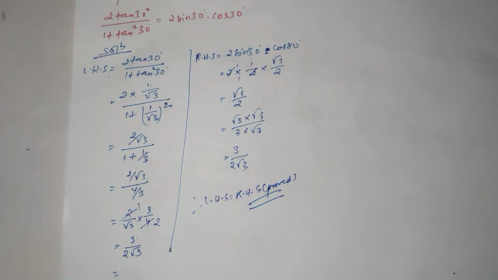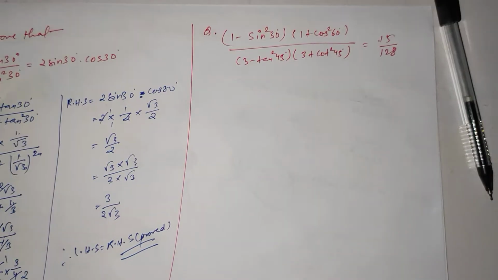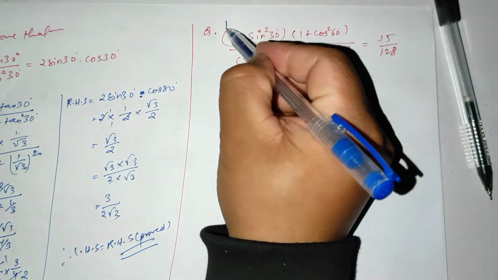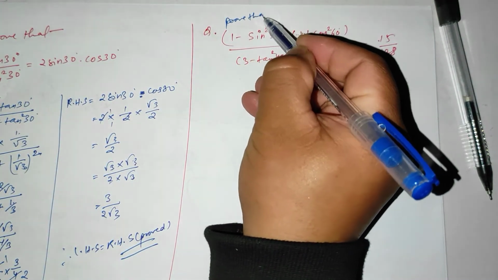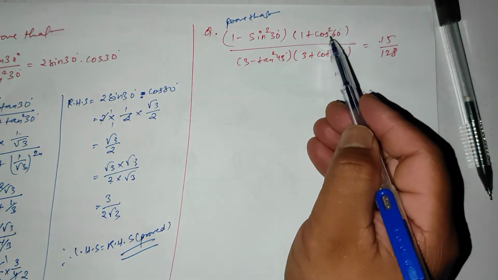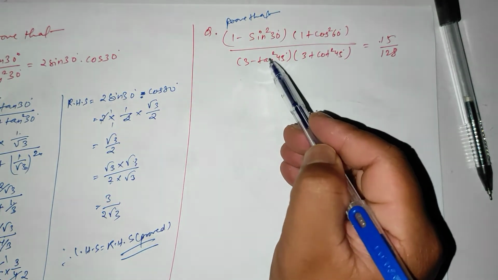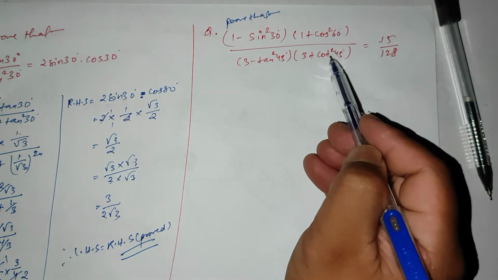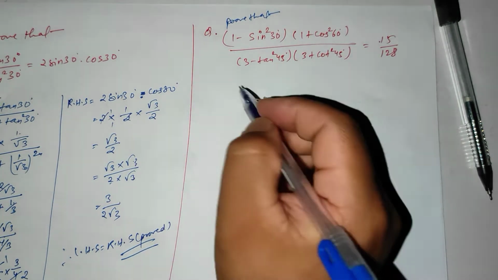Okay, next question. Prove that 1 minus sine square 30 degree into 1 plus cos square 60 degree divided by 3 minus tan square 45 degree into 3 plus cos square 45 degree equals 15 by 128. Solution.